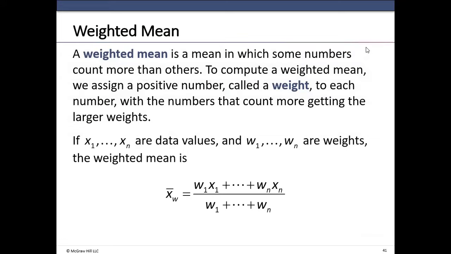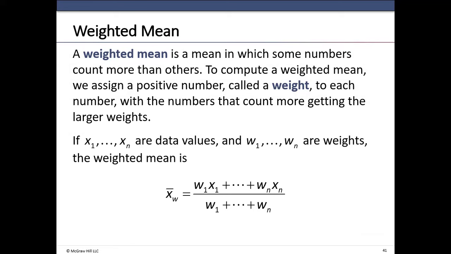A weighted mean is a mean in which some numbers count more than the others. To compute a weighted mean, we assign a positive number called a weight to each number, such as we assign the weight W1 to X1, W2 to X2, etc., to each number, with the numbers that count more getting larger weights.